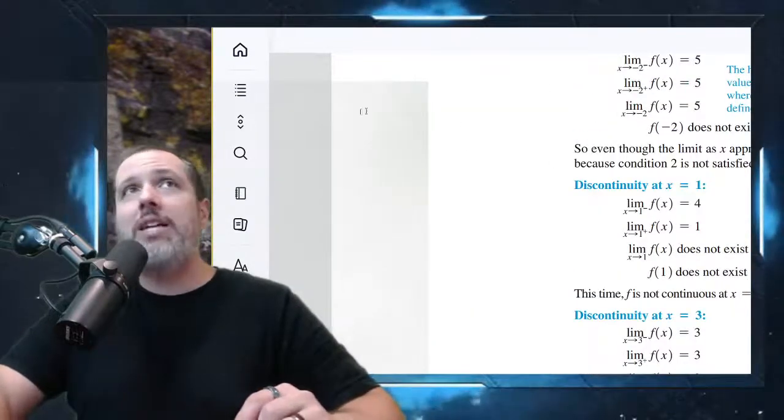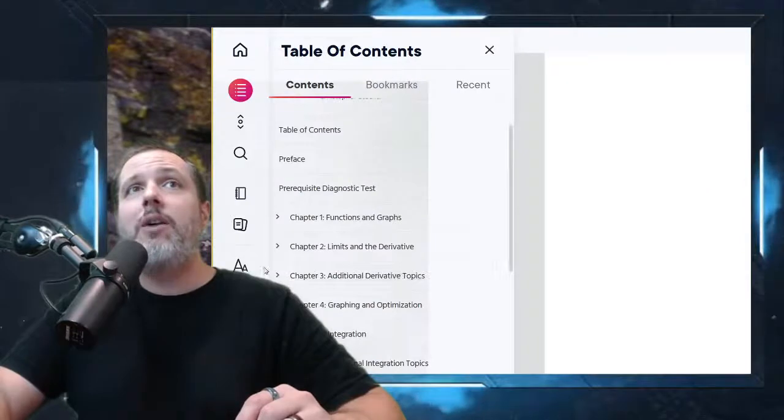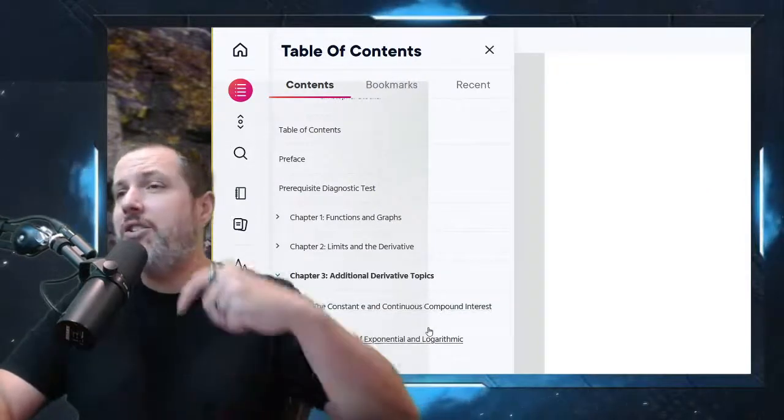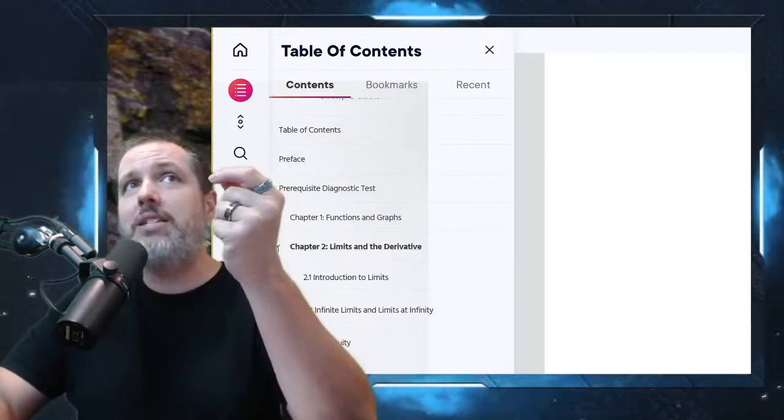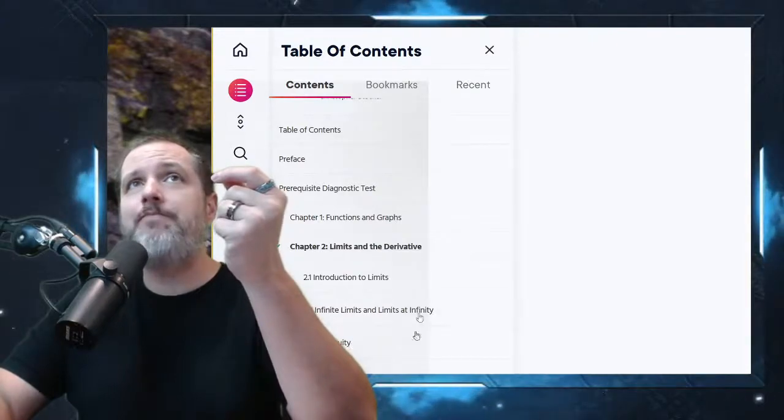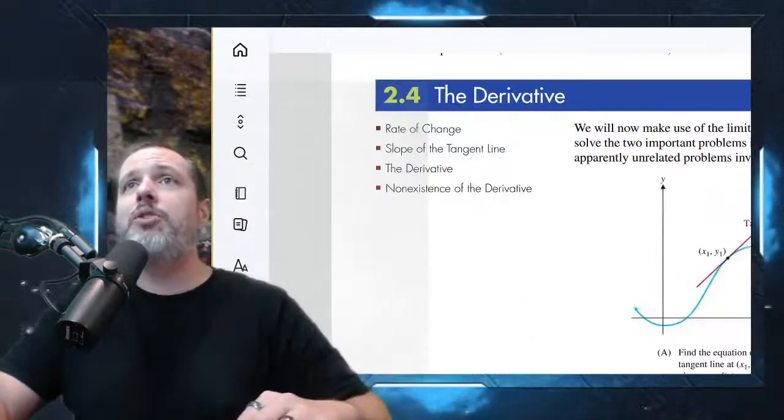But you want to be able to recognize it because, like I say, our lives are made significantly easier in calculus when we know something is continuous. Things become much easier. Okay, let's jump to the derivative.